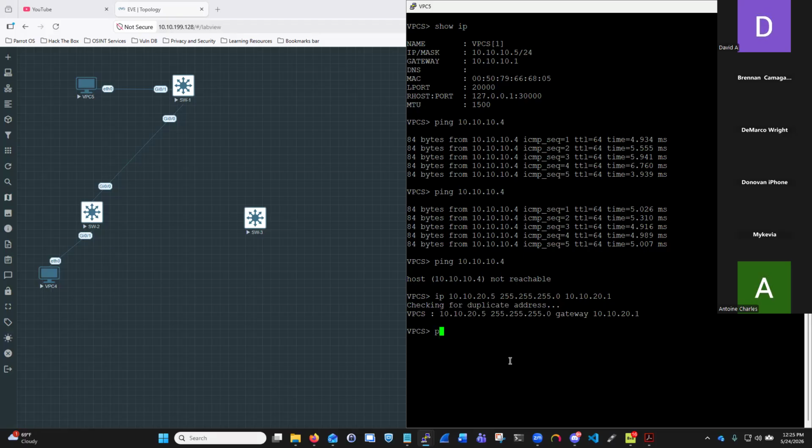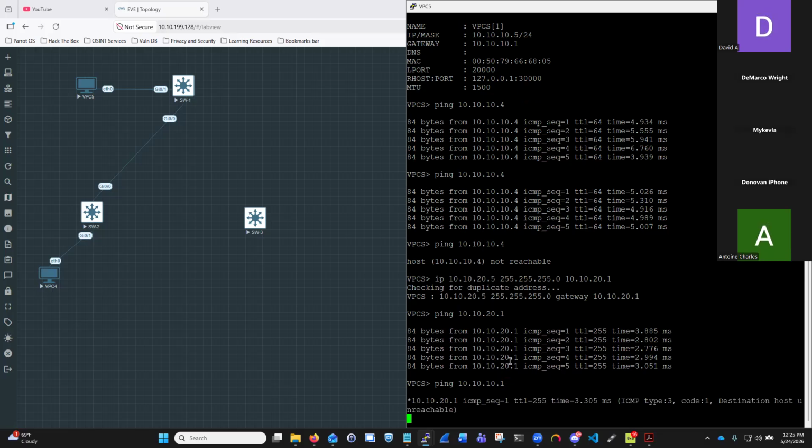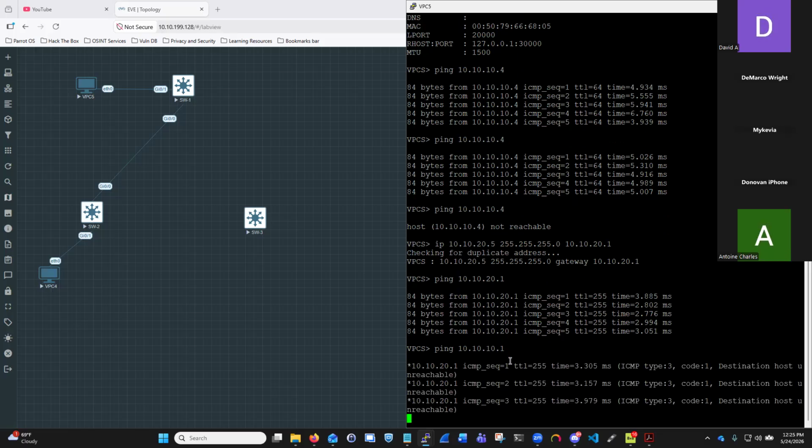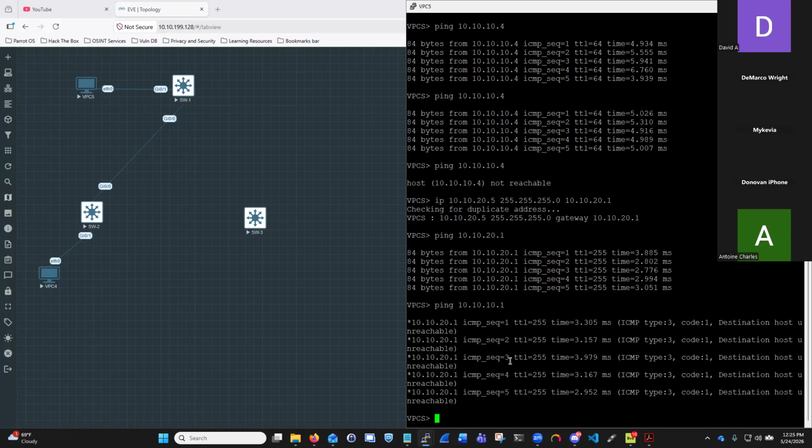So let's do a ping, 10.10.20.1. Okay, we're getting responses. Let's check now if we can ping another VLAN's layer 3 instance, or switch virtual interface. Let's do 10.1. Okay. Destination host unreachable. We're getting that error.